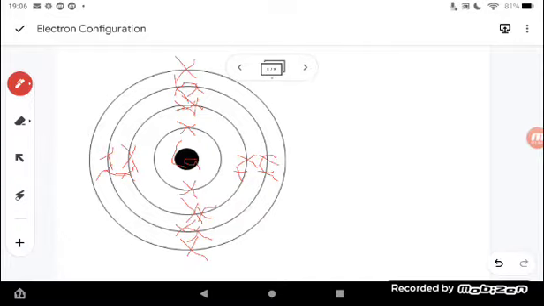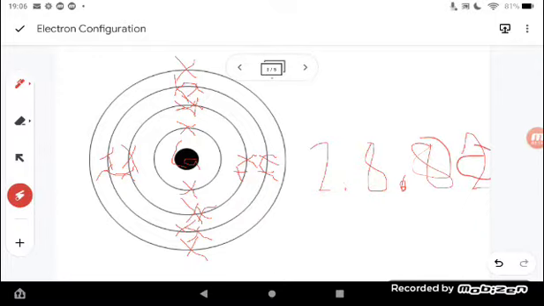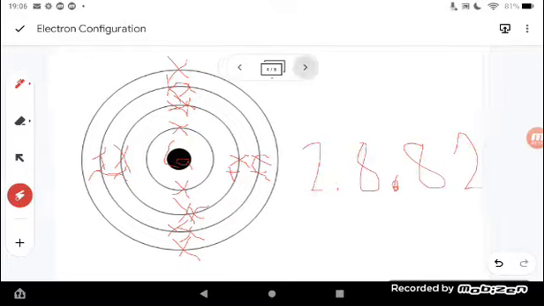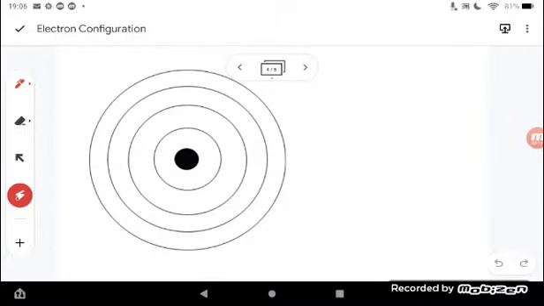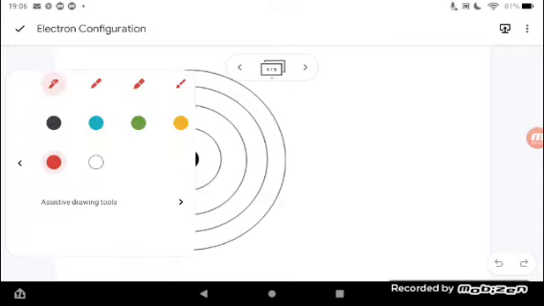And the way you will write this is 2.8.8.2. Because there are 2 on the first shell, 8 on the next shell, 8 on the next shell, and 2 on the last shell. And let's take another example. So if we take, I don't know, let's go with phosphorus. I'll use the actual pen here.